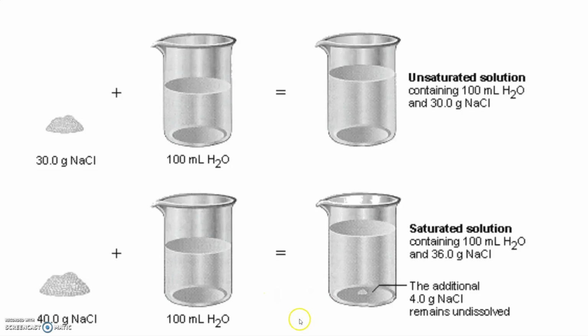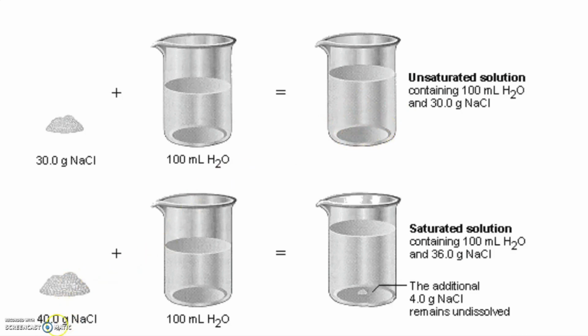Okay, look at this diagram. So, dito sa ating first setup, meron tayong 30 grams of NaCl, which is the sodium chloride o yung asin. And then, mag-prepare tayo ng 100 ml of water. So, when you combine them, so itong itsura ng unsaturated solution containing 100 ml of water and 30 grams of NaCl. And look at the picture. So, walang natirang kahit konting residue.